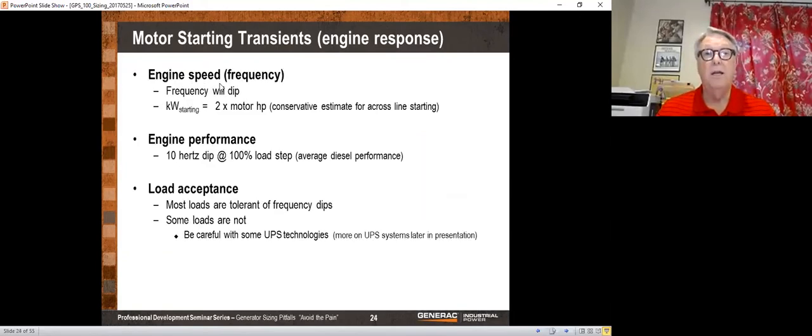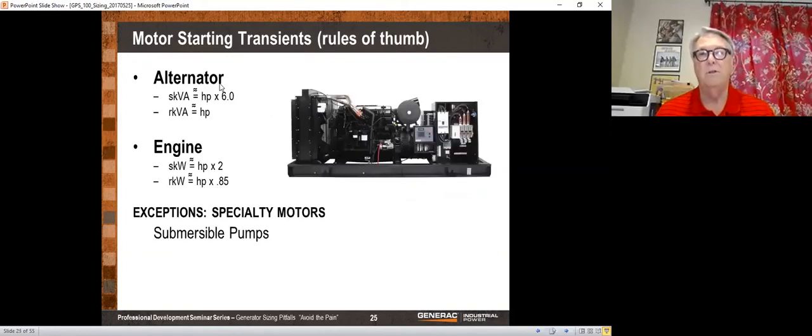So there in the top paragraph there, it talks about the 2 kilowatts per horsepower, and most loads are very tolerant of frequency dips. So we don't tend to worry about that. We worry more about the voltage drop.